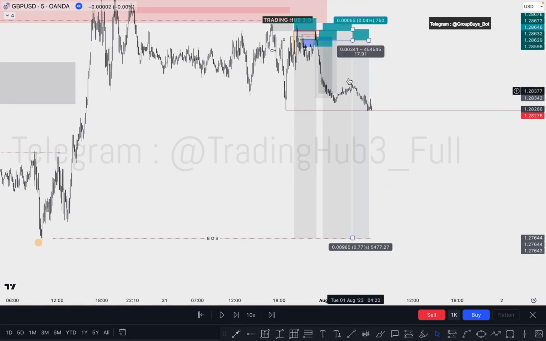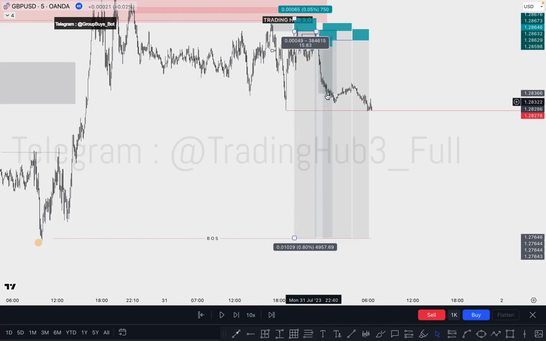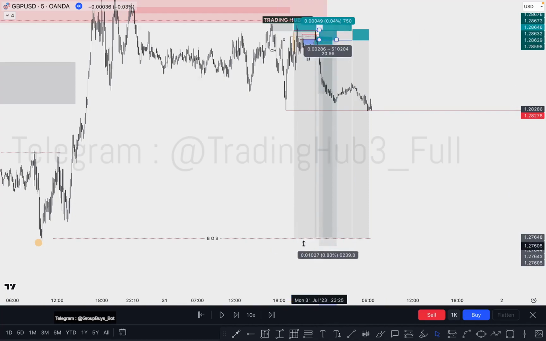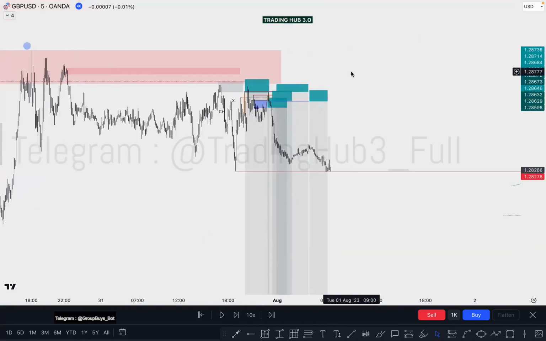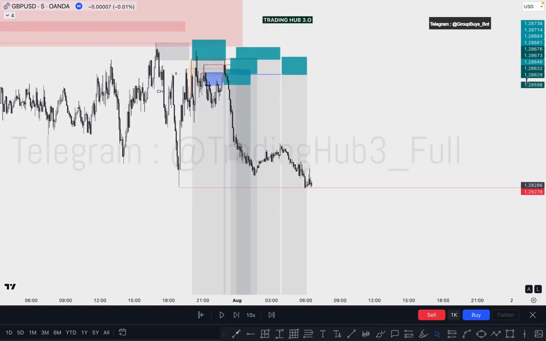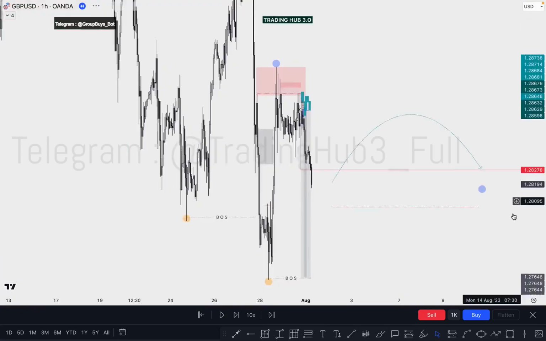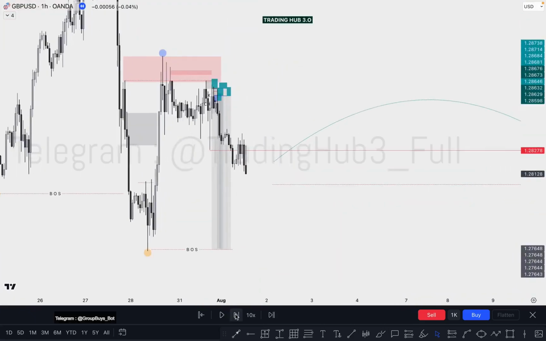Why am I showing so many possible entries? Because sometimes you miss the first entry, the second entry, then you can catch the next entry, right? That's why now you can understand how many possible entries there are based on higher time frame and lower time frame, hidden POI, hidden order block for the buy and sell, right? Now I'm going to switch here again to the 1 hour time frame. Okay, so let's see what's happening here.